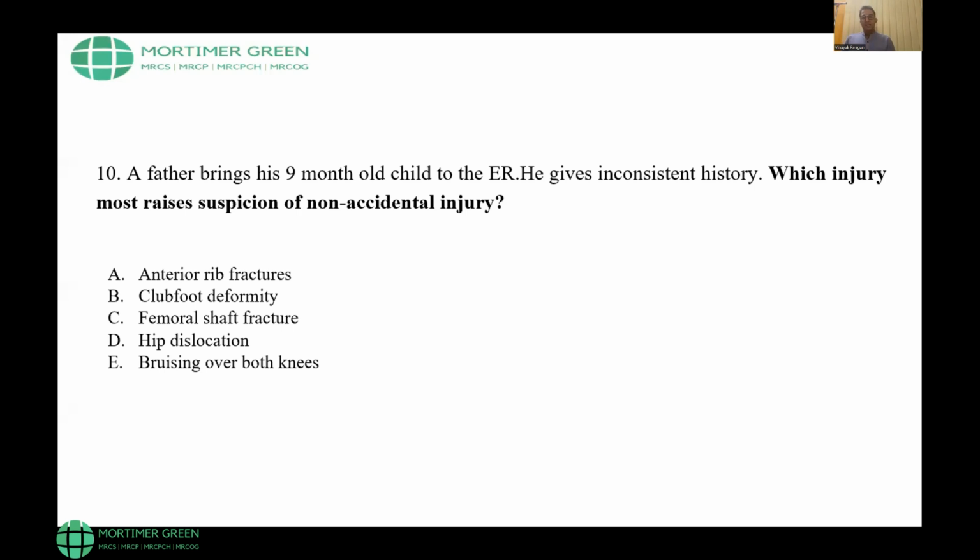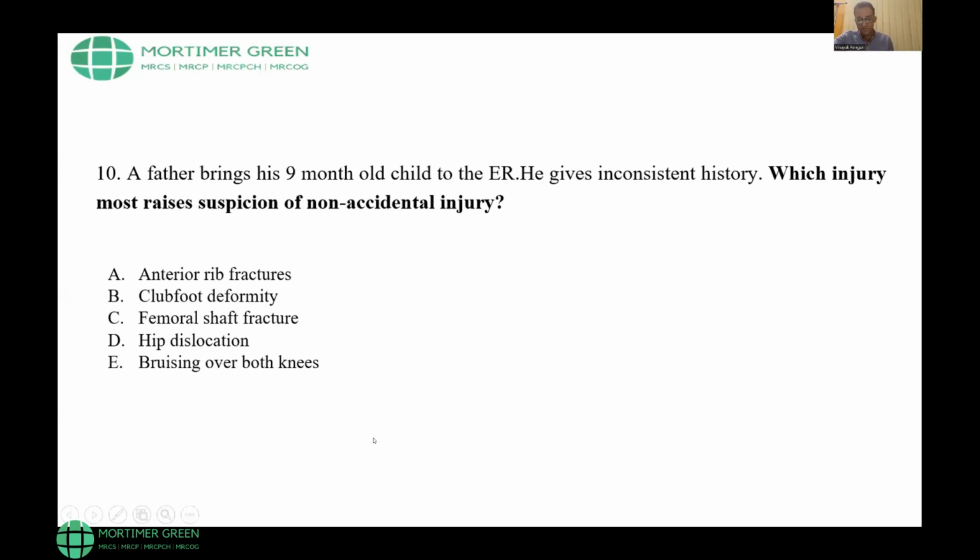Option E, bruising over both knees. When children rub their knees on concrete, they tend to bruise their knees. My father always used to say that if a child is not bruising both their knees, that means the child is not playing enough. As we were two brothers, till the age of 10 all our knees used to be bruised, and thankfully our parents were not prosecuted. So which of these is the answer?